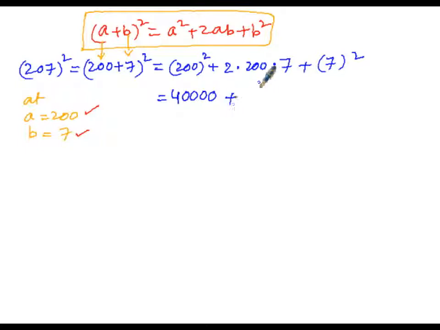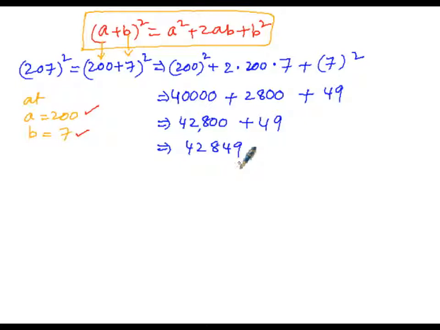Plus, 2 2's are 4, 4 7's are 28, followed by double 0. Or 2 into 200 is 400, 400 into 7 is 2800, plus 7 square, 7 7's are 49. That implies 40,000 plus 2800 is 42,800. Then plus 49 written as it is. That implies 42,800 plus 49 is nothing but 42,849.